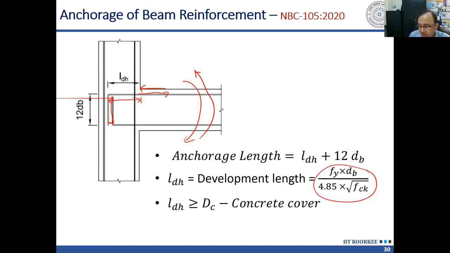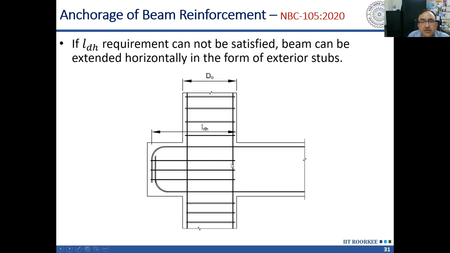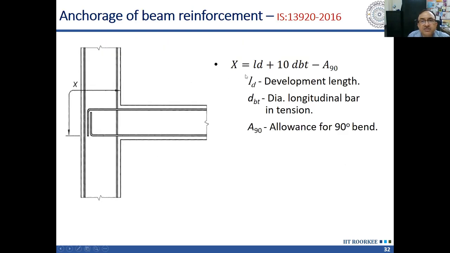And this LDH, if you calculate for, let us say, fck equal to 40 MPa and fy equal to 500 MPa, comes out to be roughly 16 times the diameter of the bar. So 16 times the diameter and 12 times the diameter, that becomes, no, not 38, 28 times the diameter. So it requires only 28 times the diameter, whereas in the Indian code, it requires Ld plus 10 phi. So 50 times diameter plus 10 times diameter, roughly 60 times diameter is required.